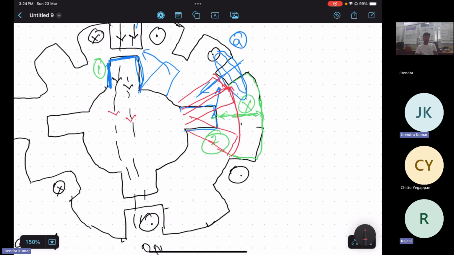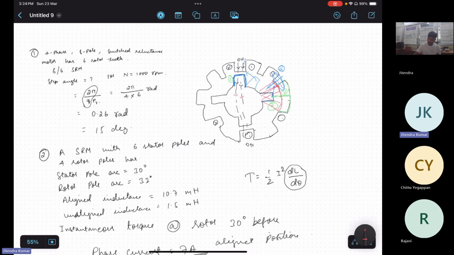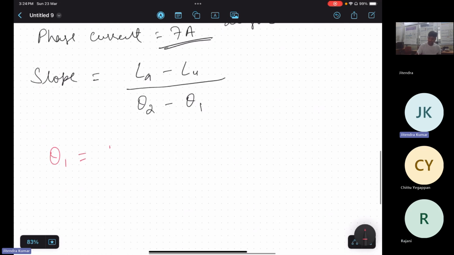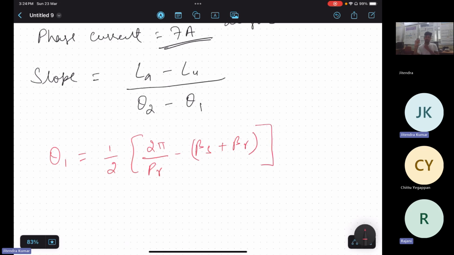Sir, for the unaligned position angle, I got 0.244 radians. Oh, excellent. How did you calculate? There is a formula for the unaligned position theta 1, that is half into 2 pi by Nr minus (beta s plus beta r). Exactly. The polar angles we have, converted into radians: the stator angle plus the rotor angle. Excellent.